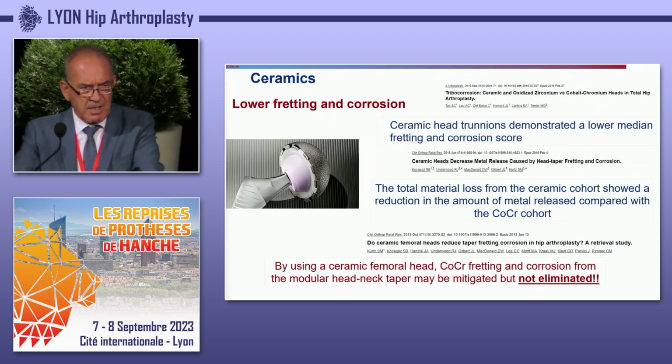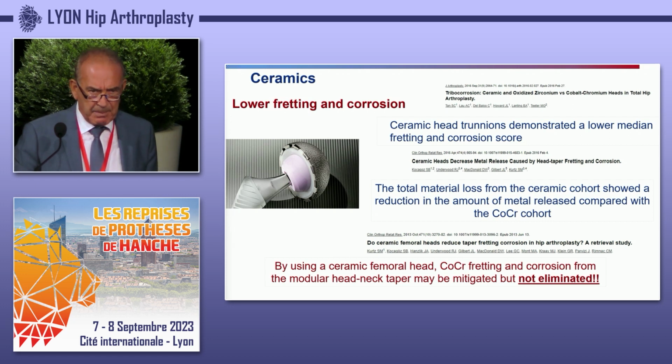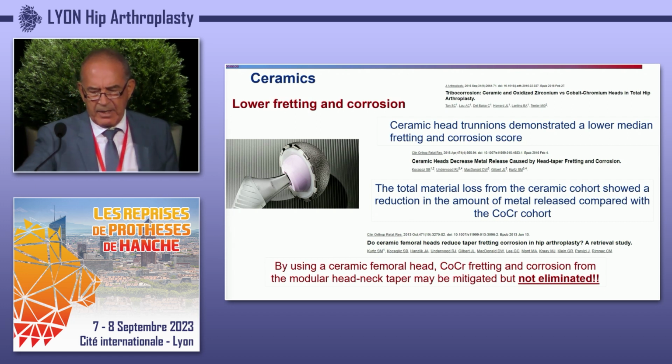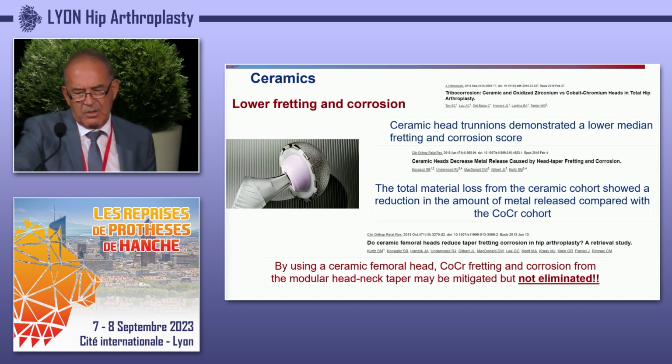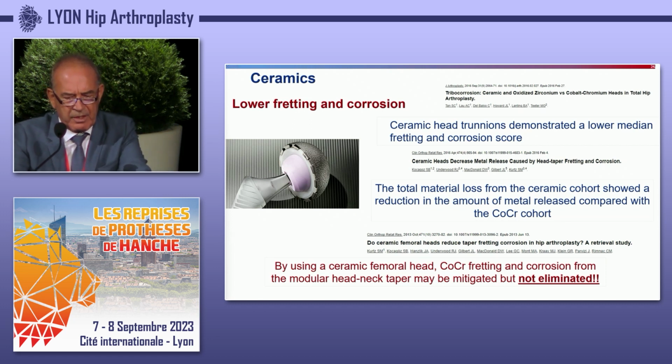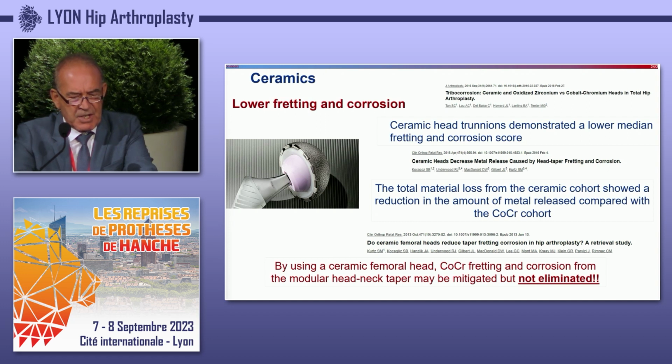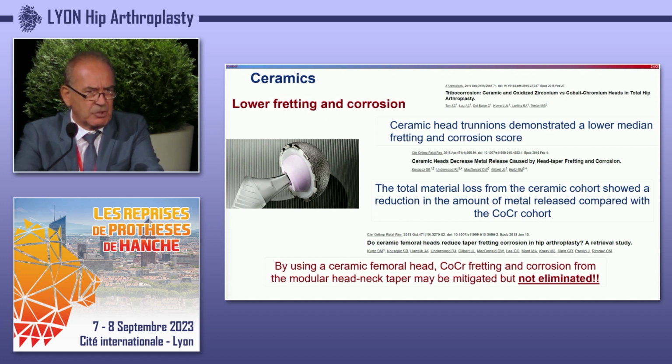What about the ceramics? We heard a lot about ceramics. It seems that it is part of the solution of the problem. There is lower fretting and corrosion, and ceramic head trunnions demonstrated a lower median fretting and corrosion score. There are many papers supporting that. The total material loss from the ceramic cohort showed a reduction in the amount of metal release compared to the cobalt chrome cohort. So by using a ceramic femoral head, cobalt and chromium fretting and corrosion from the modular head-neck junction may be mitigated but not eliminated. So keep in mind, not eliminated.